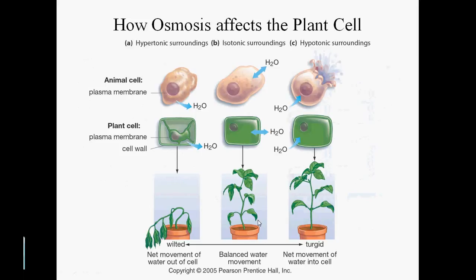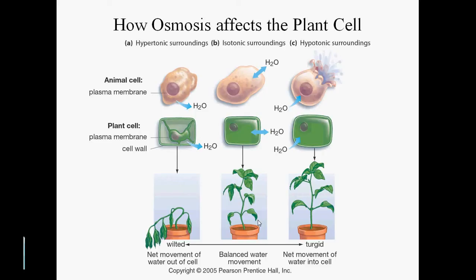Now, osmosis can affect the plant cell, and we call this tonicity. So we have three main circumstances that we talk about when we talk about osmosis, tonicity, and animal and plant cells. Hypertonic refers to when there is a higher solute concentration outside of the cell than inside of the cell. So let's think about that. Higher solute concentration outside of the cell than inside of the cell.